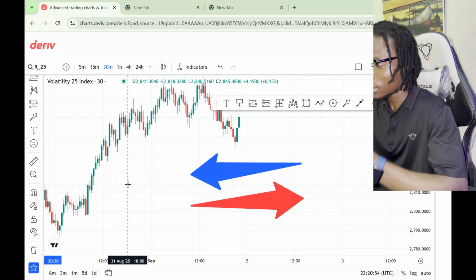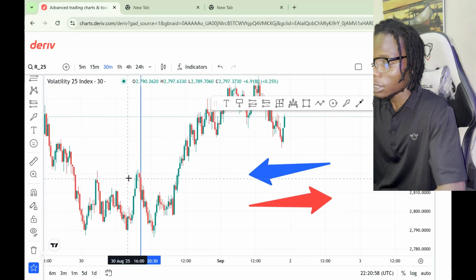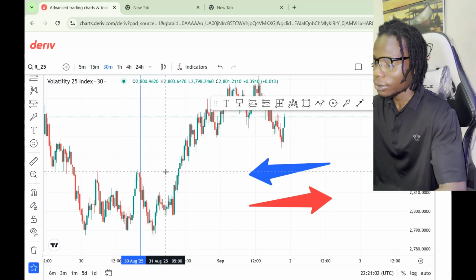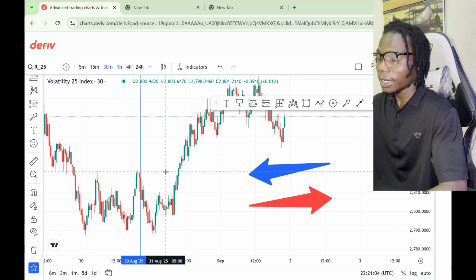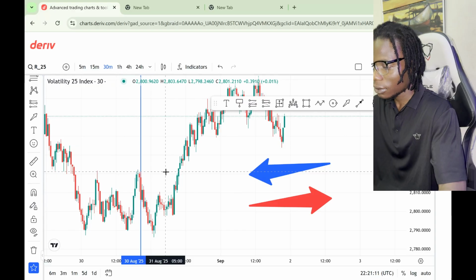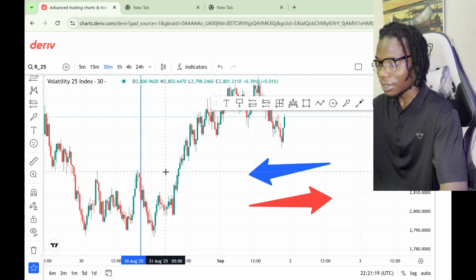On top-down analysis, I keep telling everybody coming into this space: before you get on the chart and do any top-down analysis, ask yourself what kind of trader I am. We have three kinds: the day trader, the scalp trader, and the swing trader.